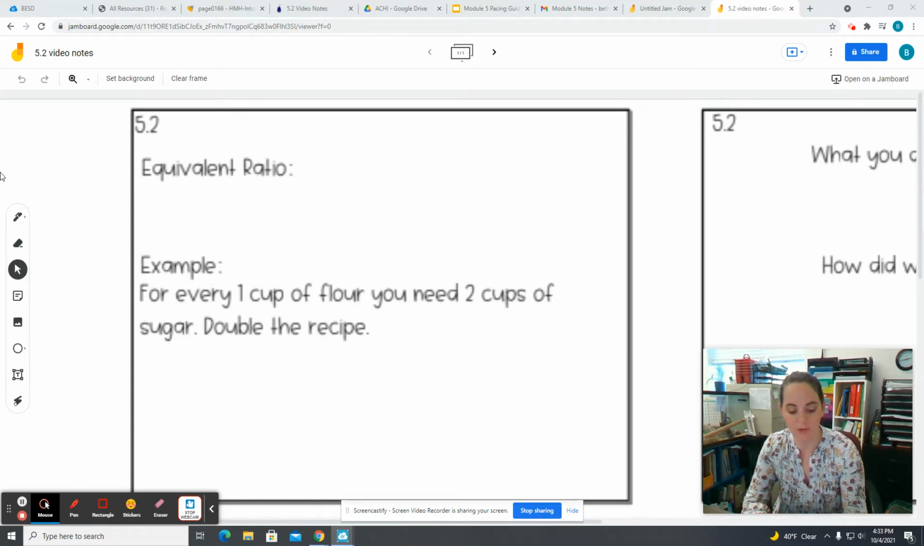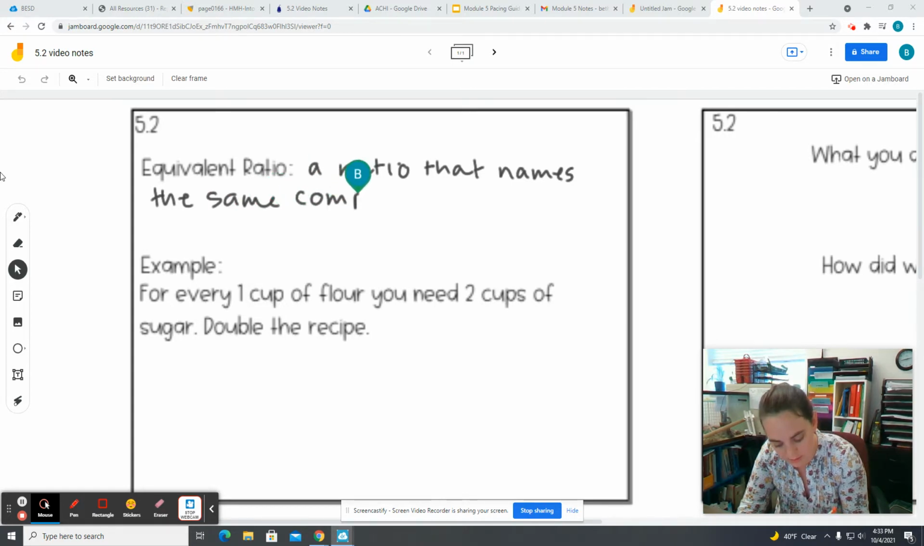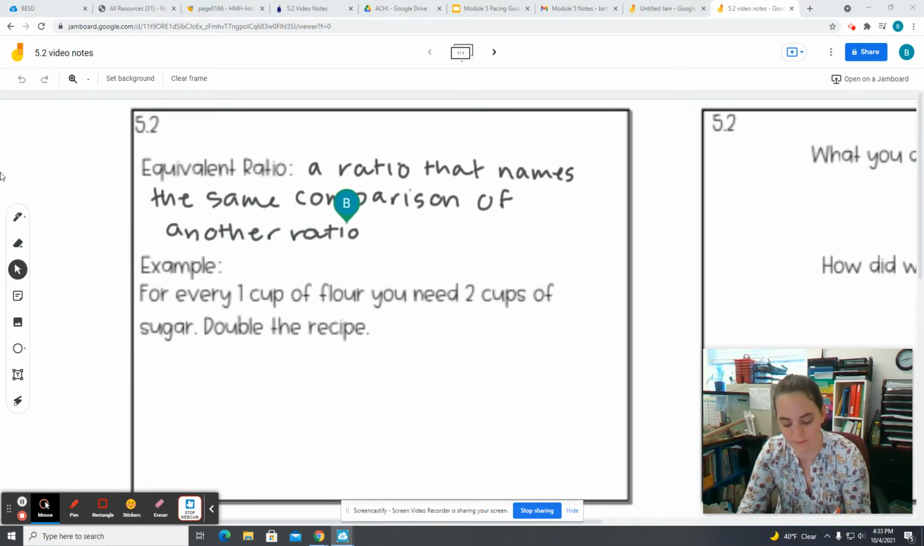So an equivalent ratio is a ratio that names the same comparison of another ratio. Okay, so what do I mean by that?